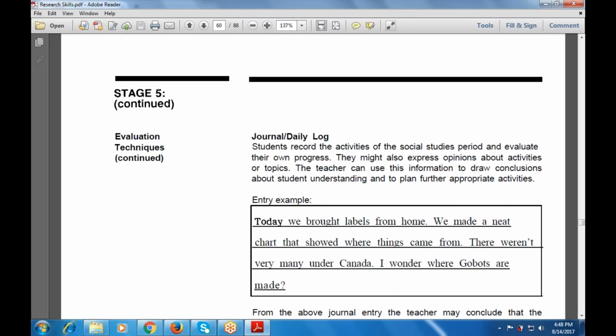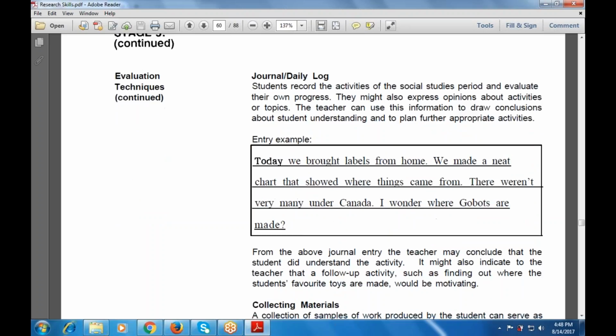Now, this is an example. Today we brought a label from home. We made a neat chart that showed where things came from. There were as many as under Canada, and I wonder where the robots were found. That makes a journal entry from which the teacher may conclude that the student did understand the activities. It might also indicate to the teacher that a follow-up activity, such as finding out where the student's favorite toys are made, would be motivating.